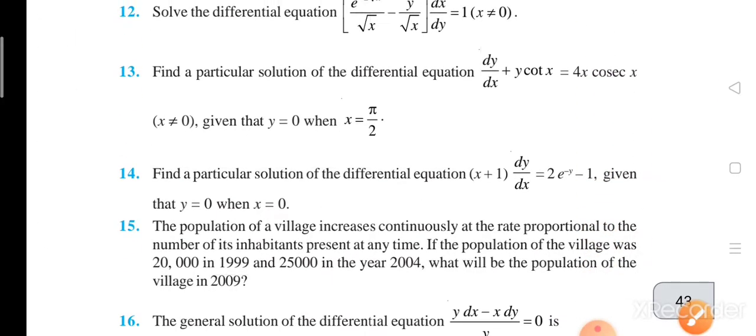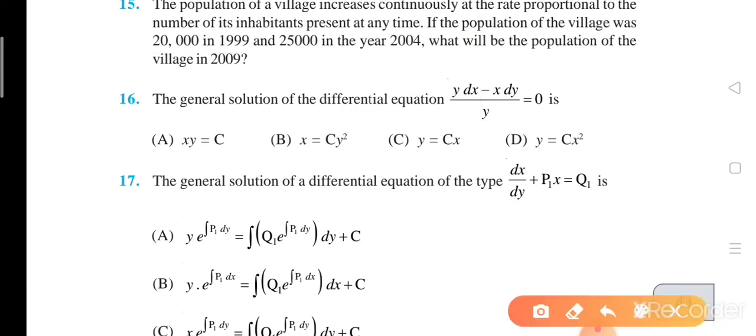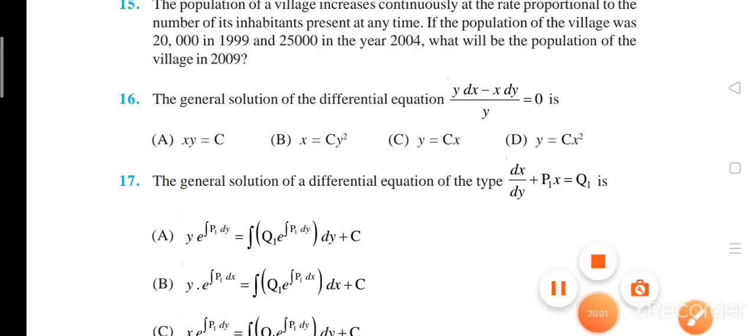Then we have important problems 15, 13, 15 and 17. So this way we completed some questions from differential equations. Now next chapter.